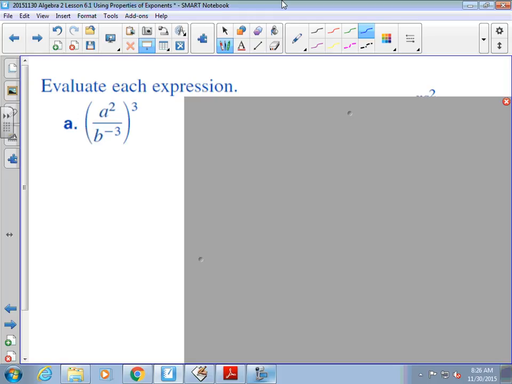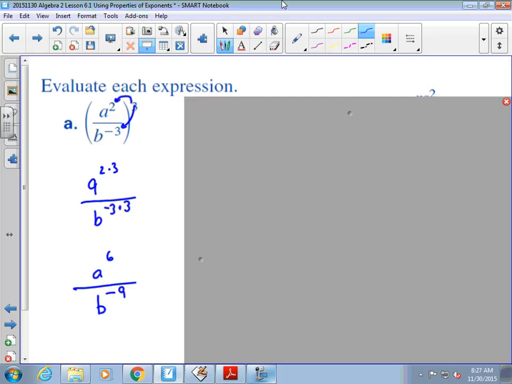Okay, again, everything in the parentheses is being raised to the third power. So this is being raised to the third power, a to the 2 times 3, and this is being raised to the third power, b to the negative 3 times 3. Remember, anytime you raise a power to a power, you multiply. So a to the 2 times 3 is a to the 6th power. B to the negative 3 times negative 3, opposite signs is going to be negative. 3 times 3 is 9.